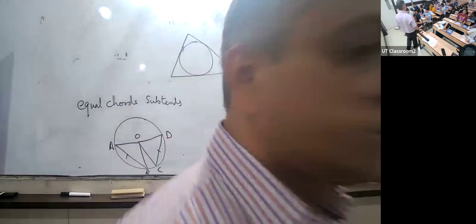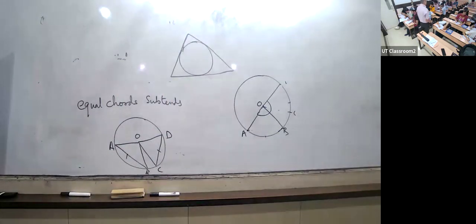If two chords of a circle subtend equal angles at the center, then the chords are equal.